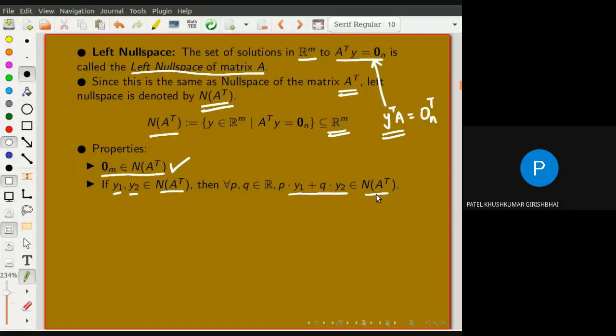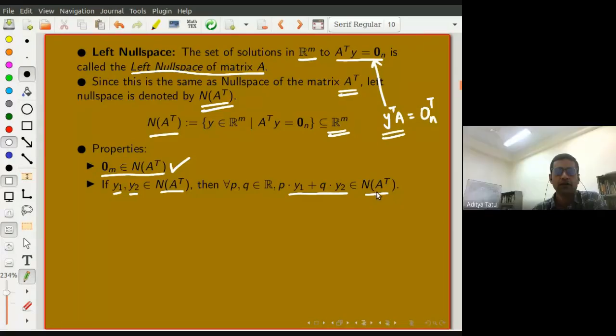Okay, so we have seen all four subsets associated with the matrix. Can somebody recollect all four of them so that we can summarize this?